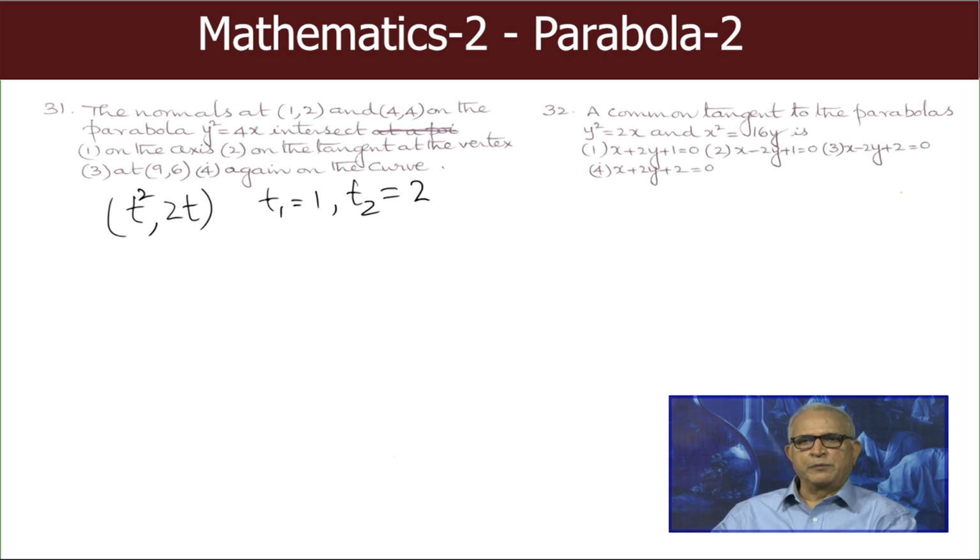You are asked to find the point of intersection of the normals drawn to the parabola at these 2 points (1, 2) and (4, 4). (1, 2) has parameter value t1 equal to 1, (4, 4) has parameter value t2 equal to 2.